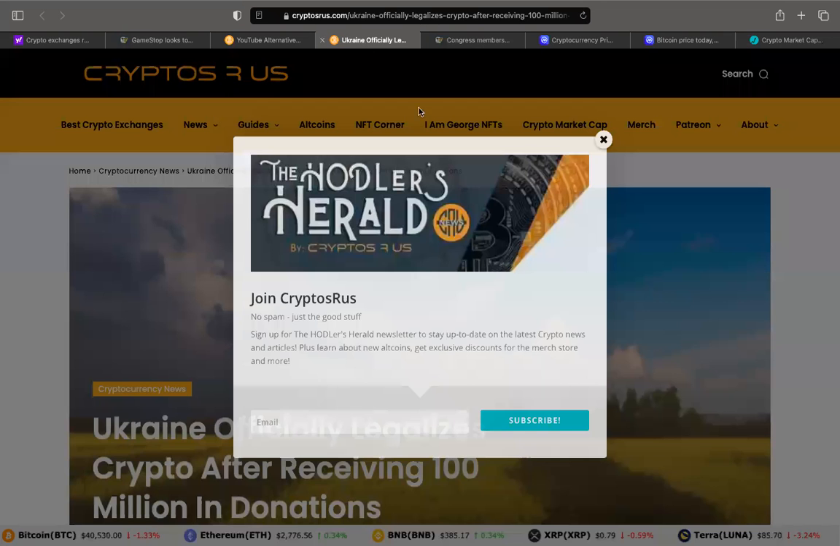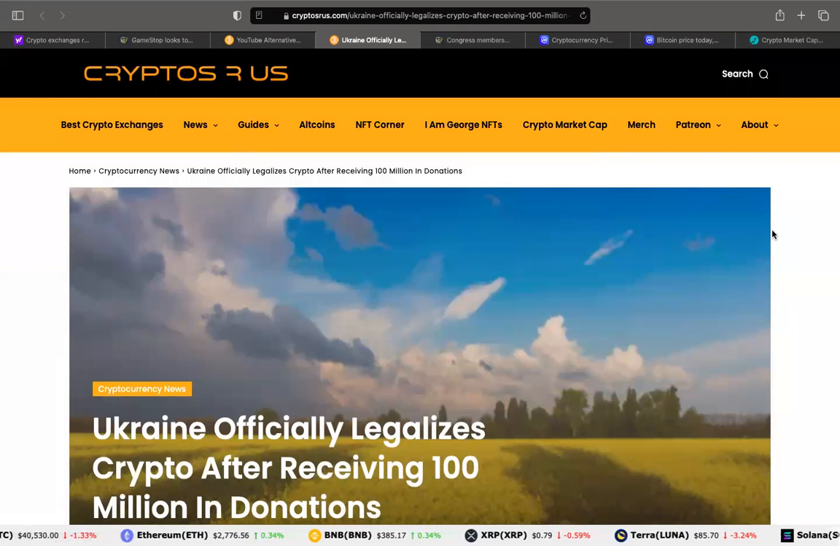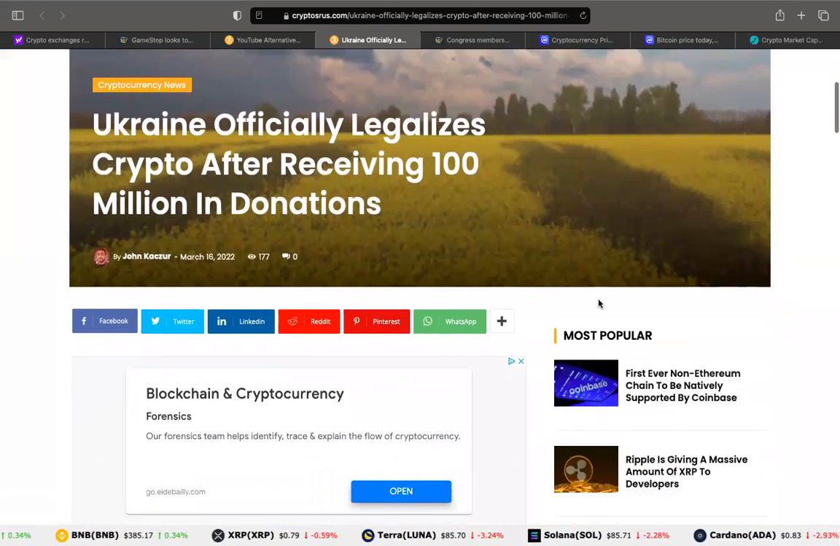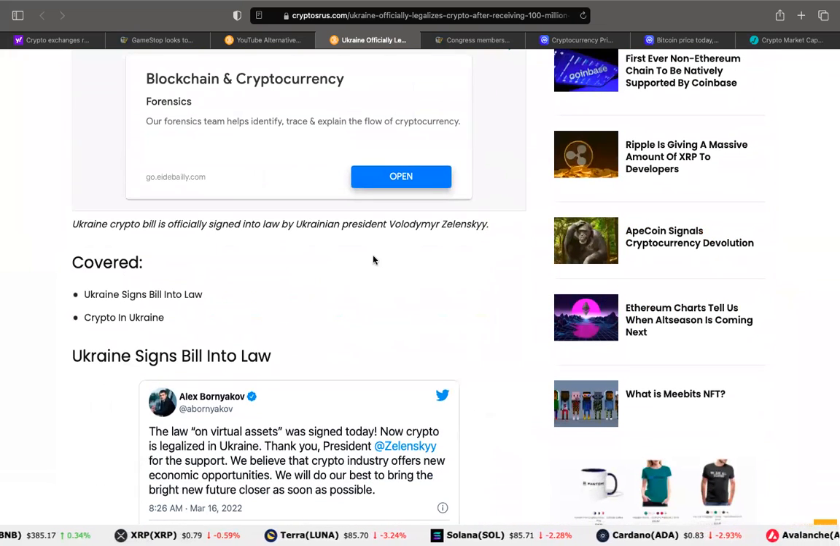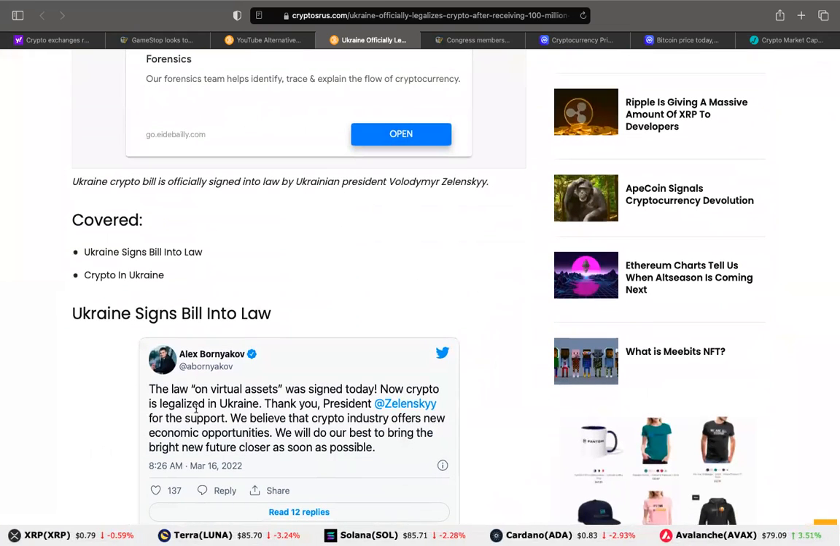As we well know, with all of the happenings in Ukraine right now, they've officially legalized crypto, after they received $100 million in donations. So it's no surprise that they want to embrace this technology. But yeah, there's a quote here from Twitter.